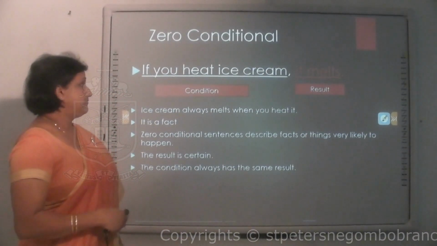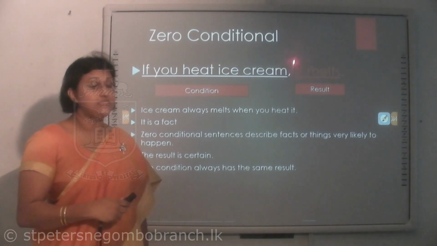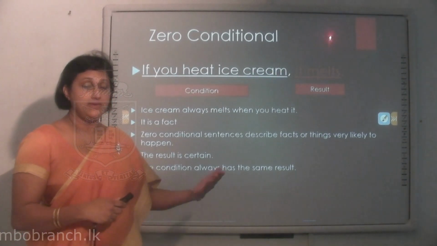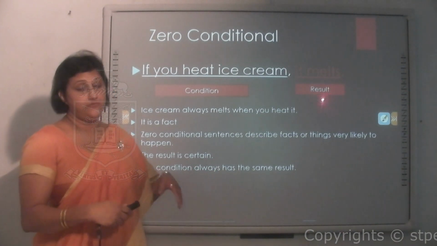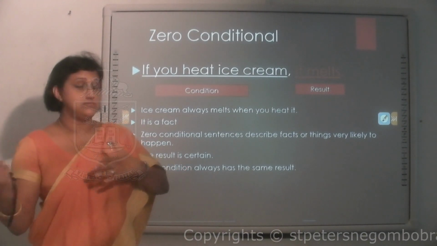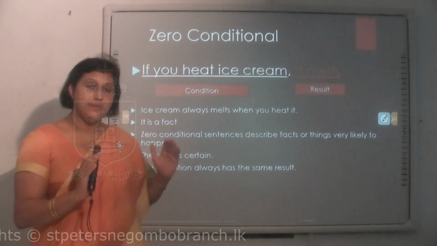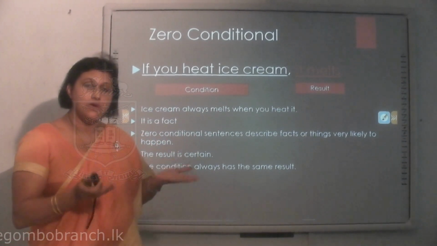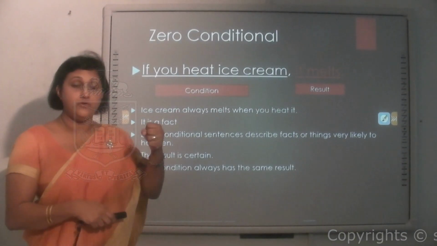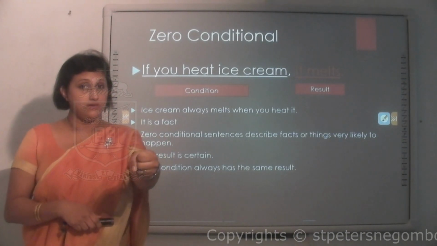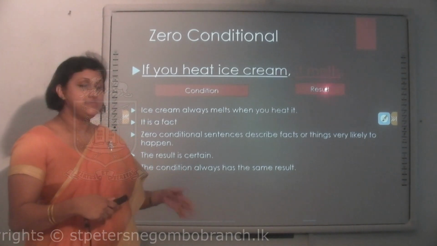Zero conditional. I have given you an example here. If you heat ice cream, it melts. That is the normal thing that happens. It never changes. If you heat ice cream, it melts. Even if you heat it now, or sometime back in the past, or if you are going to do it sometime in the future, whatever the time period, the result comes as the output. It melts. That is the result. The condition is if you heat the ice cream. So you are putting a condition.